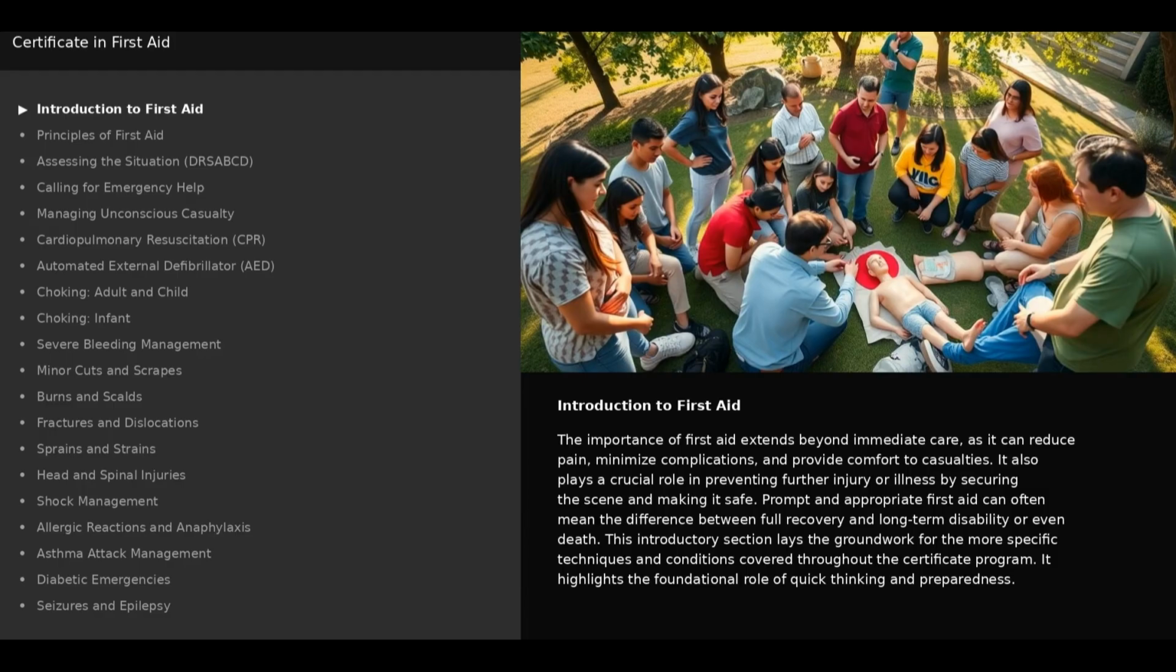This introductory section lays the groundwork for the more specific techniques and conditions covered throughout the certificate program. It highlights the foundational role of quick thinking and preparedness.